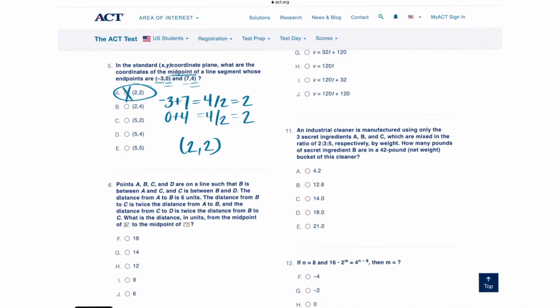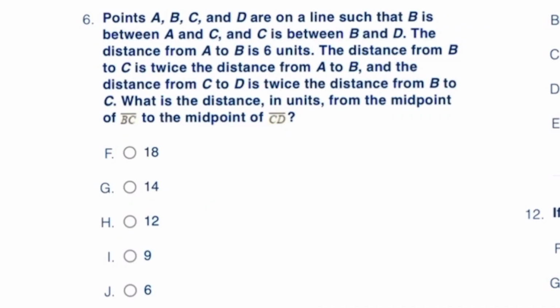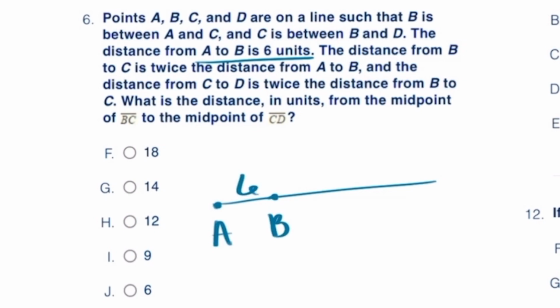Number 6, we have some points on a line, and whenever possible, I always draw a picture. I'm a very visual person. So we have these points A, B, C, and D, and they tell us from A to B, it's 6 units. They tell us from B to C, it's twice that distance, so 6 times 2 would be 12. And then from C to D, it's twice the distance from B to C, which we said was 12. So from C to D, it would be 24.